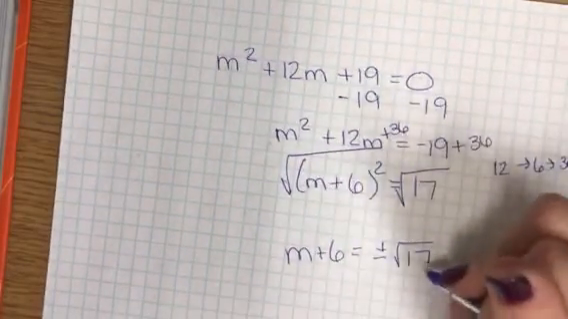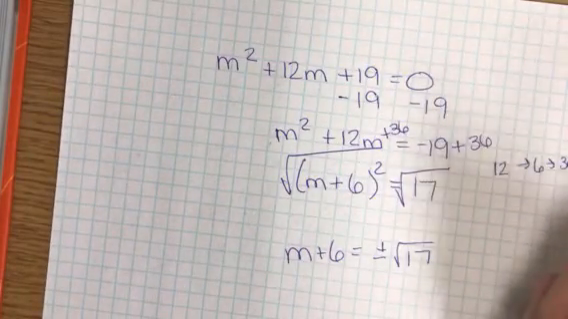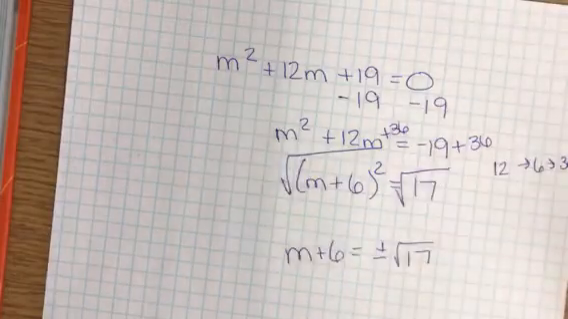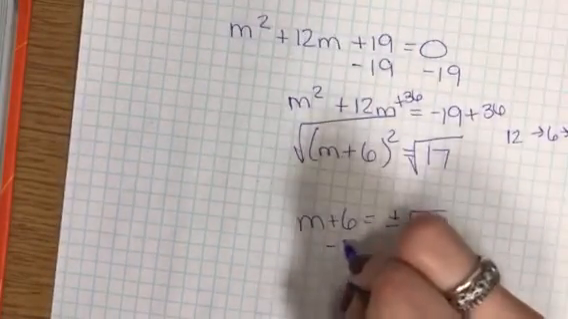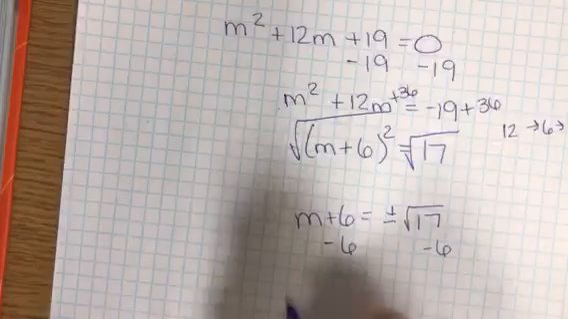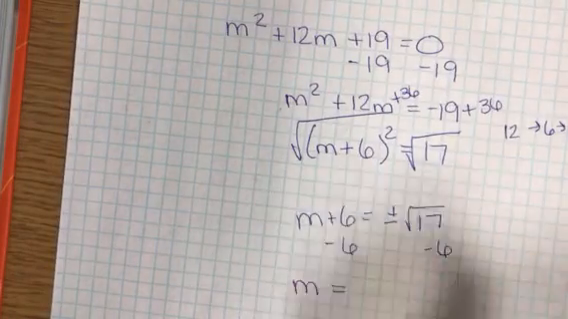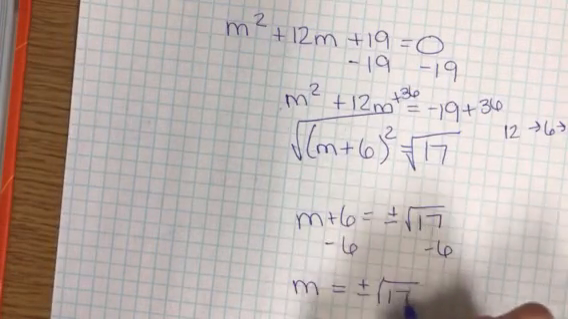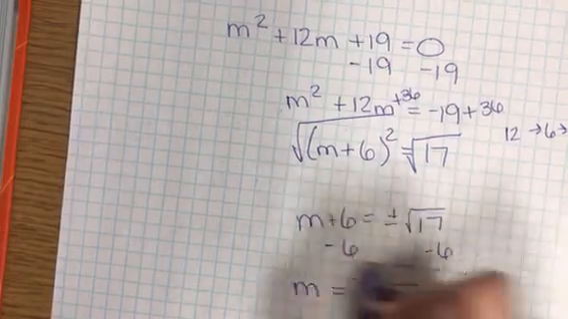This is something that can't be simplified any further, right? If we prime factor 17, there's nothing we can do. So we'll subtract 6. So we will have m equals plus or minus the square root of 17 minus 6.